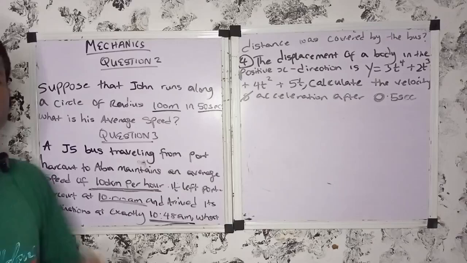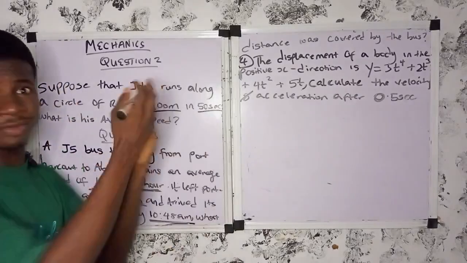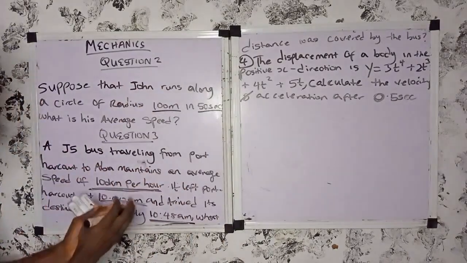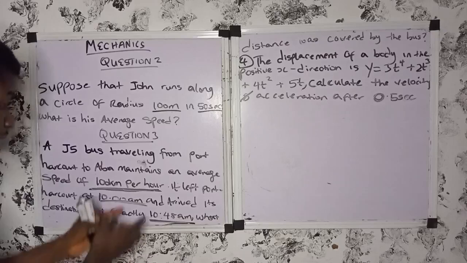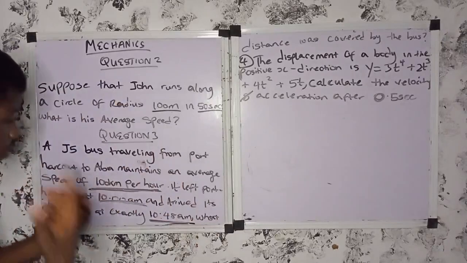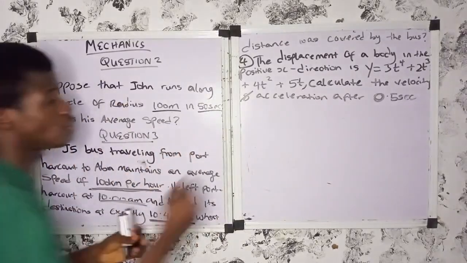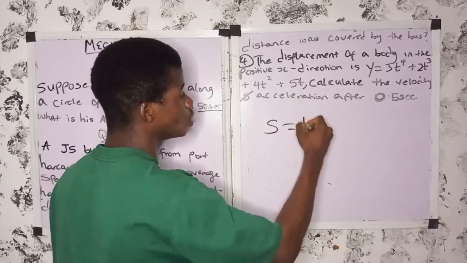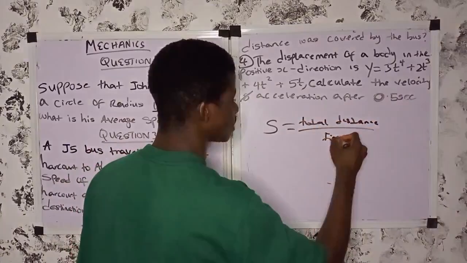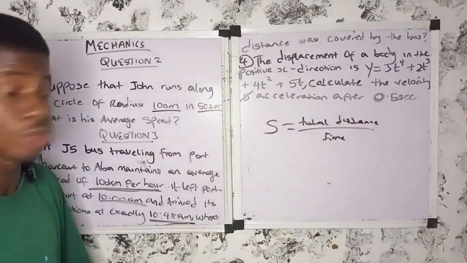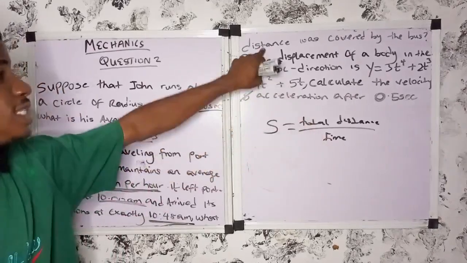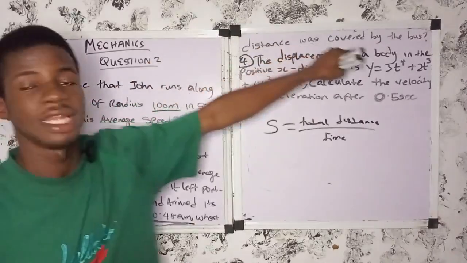So this question is kind of like the previous one, but it's just a different scenario. In this question they gave us the average speed and the time, and they are telling us to calculate the distance, which is easy. Remember, average speed is equal to the total distance traveled by that body divided by the total time, right? Now in the question, they gave us the speed and the time, so we have to look for what distance was covered by the bus.